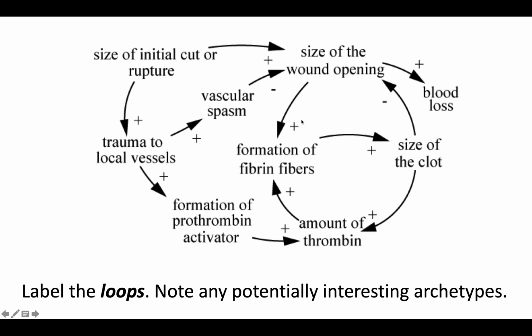So as the wound gets bigger, there's more of these fibrin fibers that form. As the fibrin fibers form, the clot gets bigger. As the clot gets bigger, the wound decreases. All right, now, are there other loops that we're missing out on here? This down here looks like a loop.